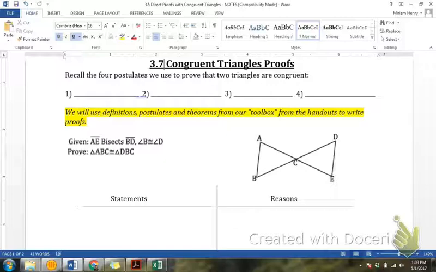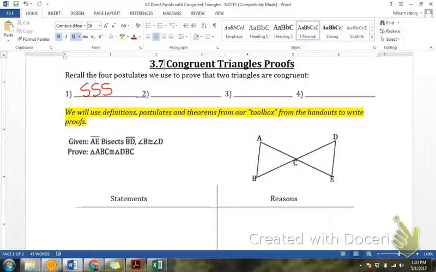Does anybody remember from Thursday the ways that we prove triangles to be congruent? There's a couple different ways. Side, side, side is one of them. Okay, so Charmony is reminding us of side, side, side. So we'll put that here in number 1. SSS for side, side, side. That means that all three pairs of sides match up.